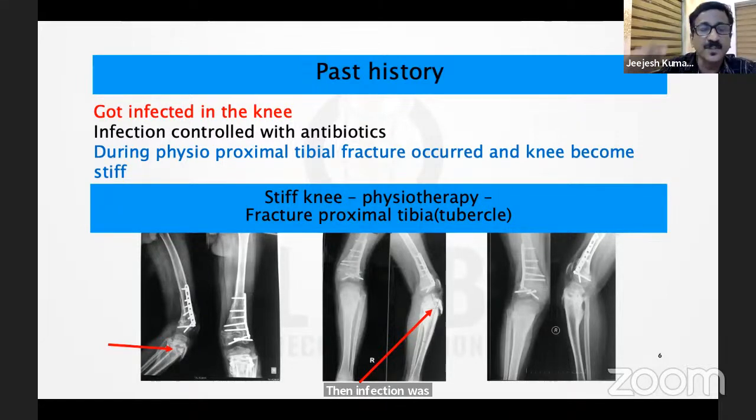Then the knee became stiff, and he underwent physio. During that time, you can see the tibial tuberosity got fractured, which resulted in this deformity. This is the history of this patient.